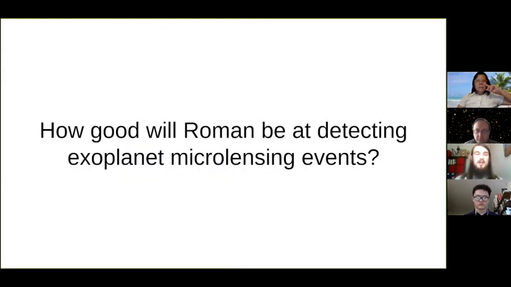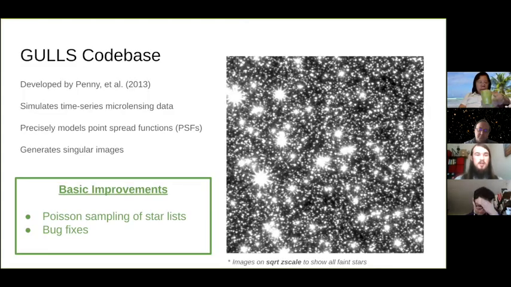So now the question is essentially, how many exoplanets is Roman going to be able to detect? How effective is it going to be at capturing these microlensing events? And to answer this, in my project, I used the GOLS codebase, which was originally developed by my mentor a few years earlier to simulate time series microlensing data for Euclid and Roman, which is the same mission as this.